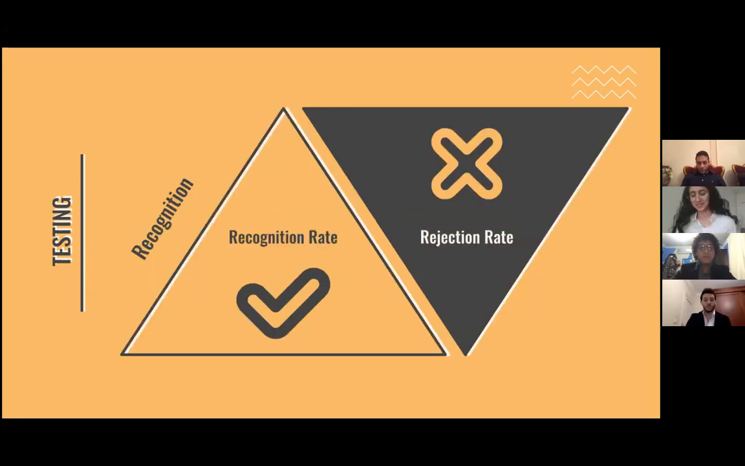So in our testing phase, we define recognition and measure it by two statistical rates. First, the recognition rate, which is the rate in which an image is recognized correctly, and second, the rejection rate, which is the rate in which our methodology fails to recognize an image.